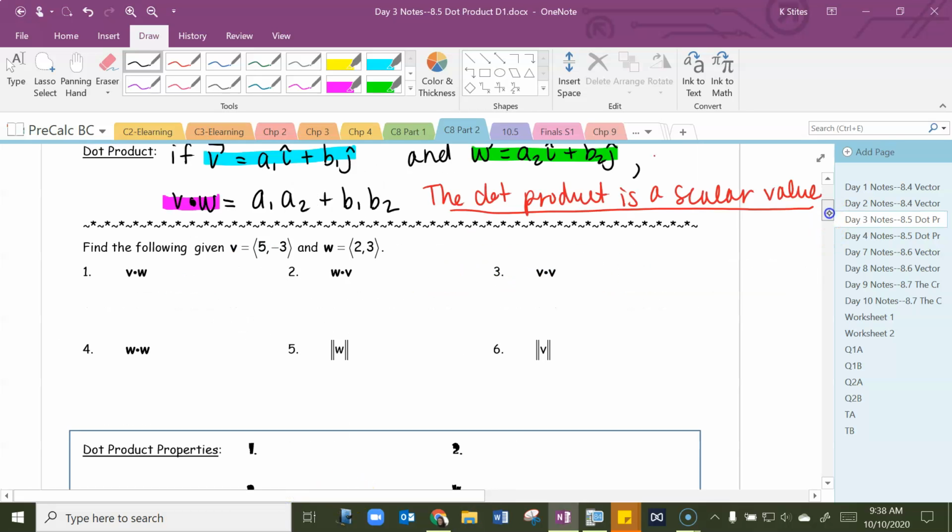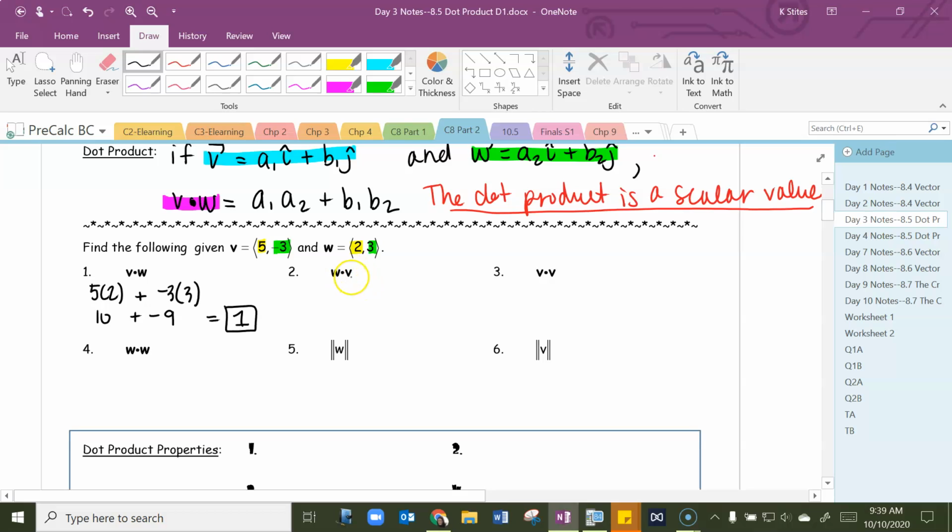So let's show you how to do this. Here we have a vector v and a vector w. When we do v dot w, we are just taking the two x components and multiplying them, and adding that to the product of the two y components. It would look like this, and this is just a 10 plus a negative 9, and so our dot product is a 1. And that's it.